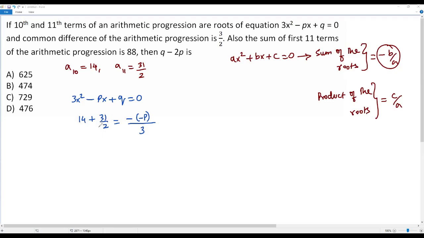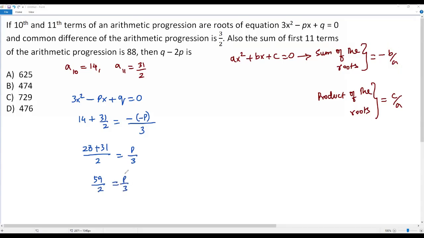Whenever I want to do addition or subtraction between an integer and a fraction, I have to multiply the integer by the denominator of the fraction. Once I'm done with the multiplication, I can take these two as a common denominator. When I multiply 14 by 2, I get 28. Then we get (28 + 31) over 2 equals, negative times negative becomes positive, p over 3. When I add 28 and 31, I get 59 over 2 equals p over 3.